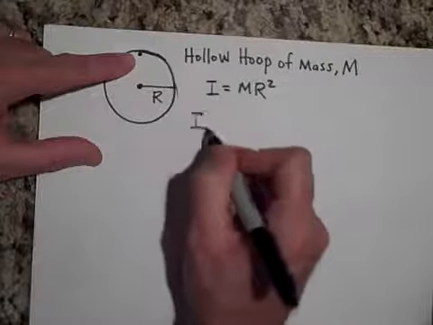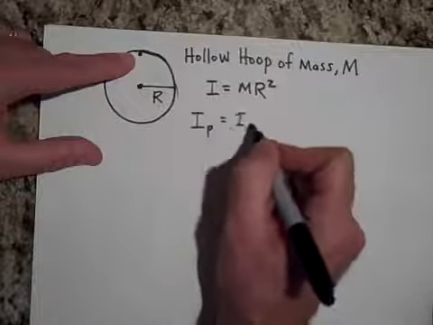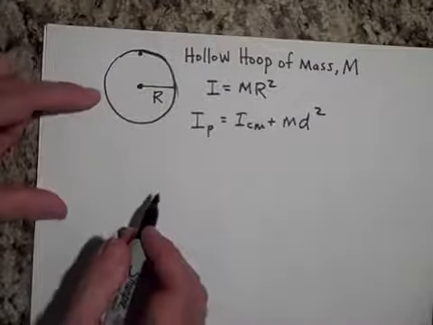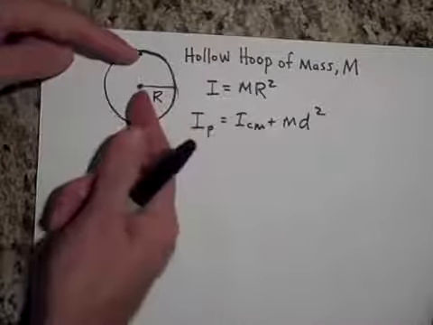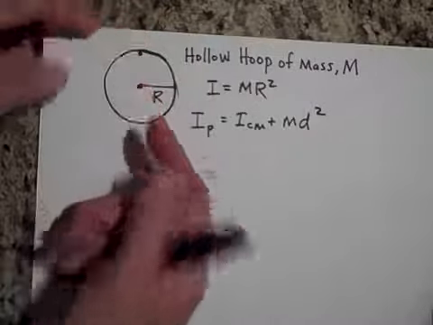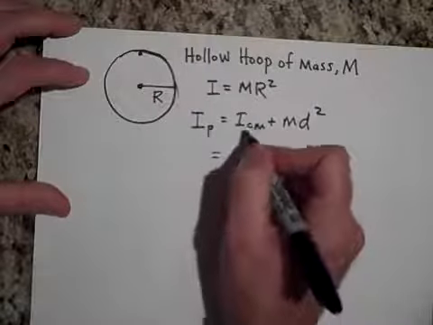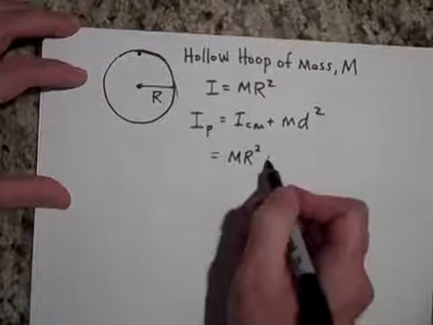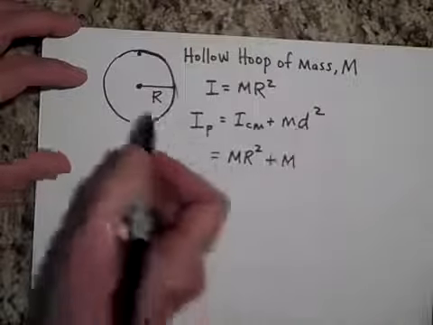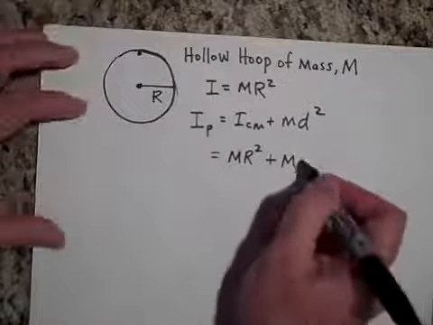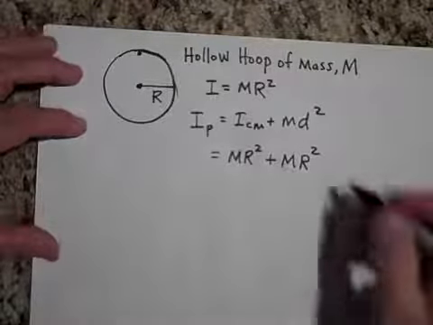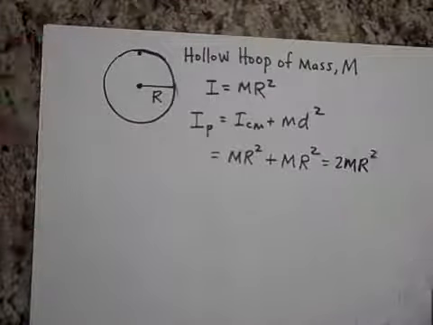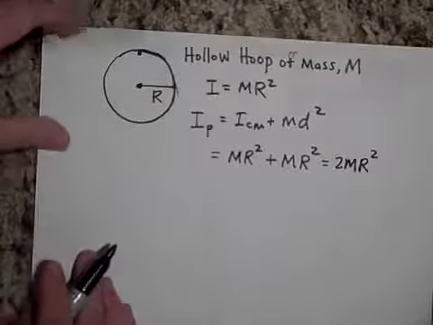Well, no problem. I'll use I parallel is equal to I through the center of mass plus md squared. Now, these axes are parallel. They definitely are parallel. See them? So that's going to be I through the center of mass, which is mr squared, got that from the table, plus the total mass, m, and the distance between these two axes is r, and we've got to remember to square it. So that gives me 2mr squared. It's twice as big as when you just go about the one axis.